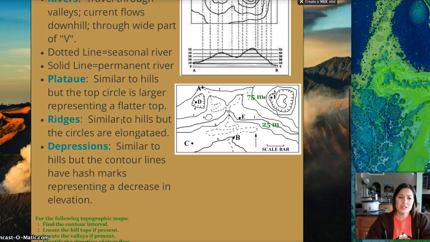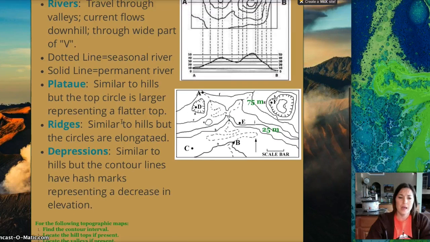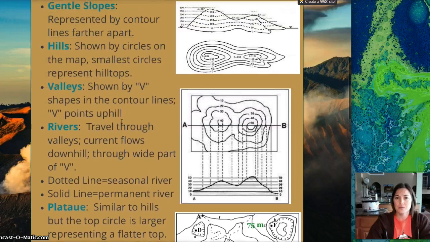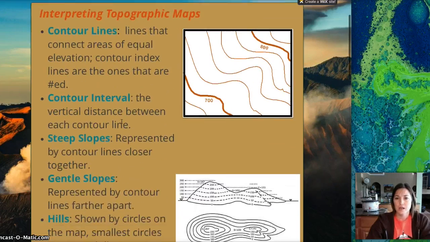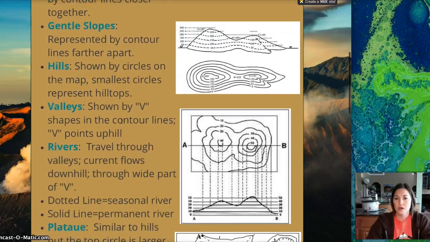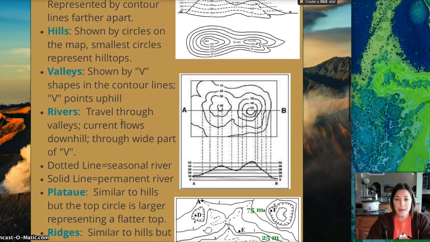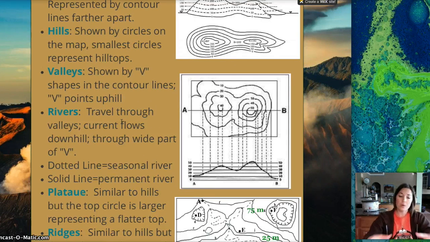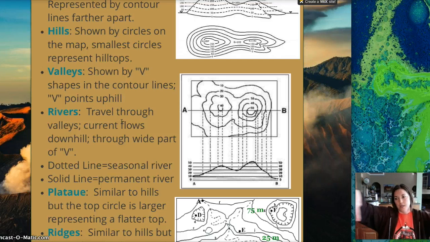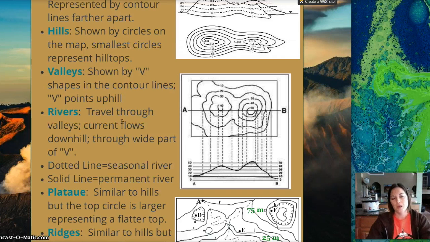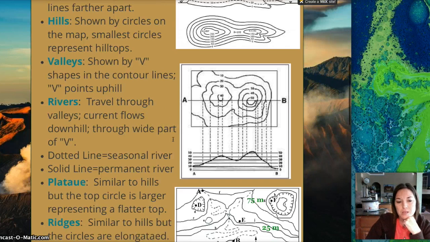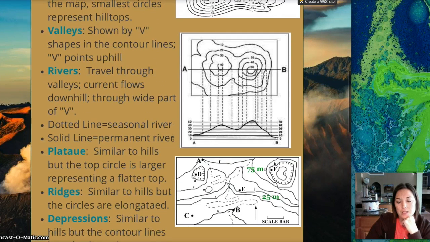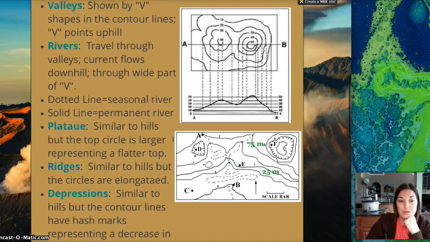A ridge is also a feature that you need to be able to recognize. And I thought I had a ridge on here. A ridge is the top of a mountain, but the top of the mountain is very long and narrow. So it kind of looks like an oval, a long skinny oval that represents the ridge top. And I think there's some examples we're going to look at in a minute that have ridges on them.